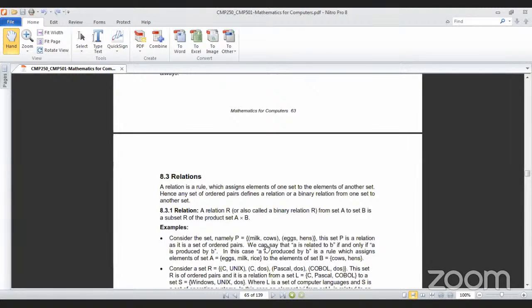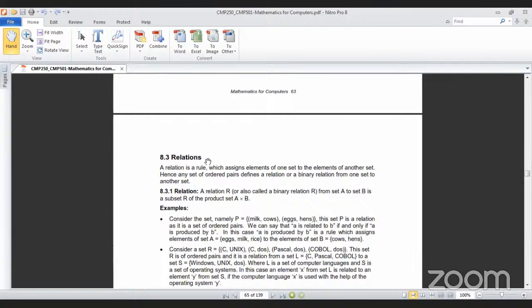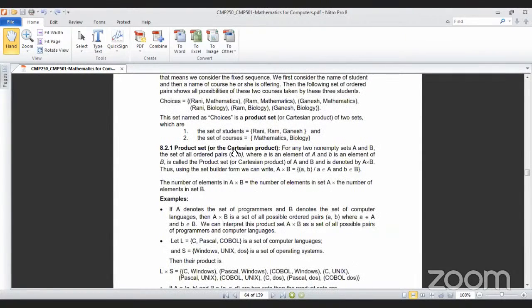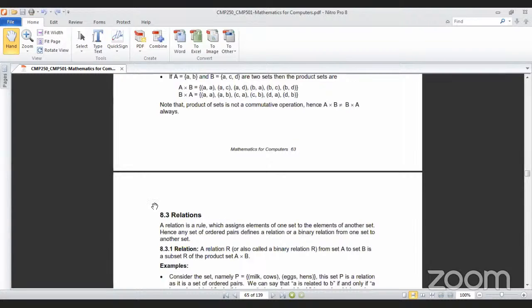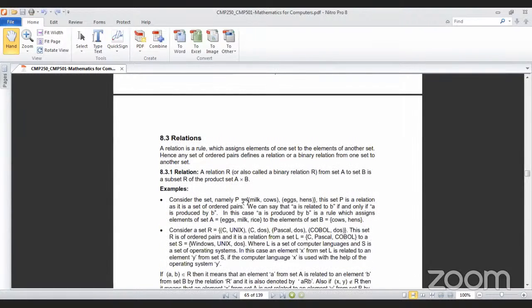After that, we define relation. A relation can be said to be a subset of the Cartesian product. Why? Let's see the earlier example: milk, cows, eggs and hen, meaning A, B and C, D is taken, and it is the set P. Now here we are defining a relation. P is a relation as it is a set of ordered pairs. Now we can say that A is related to B if and only if A is produced by B. Now I can say milk is produced by cow, from the earlier example.